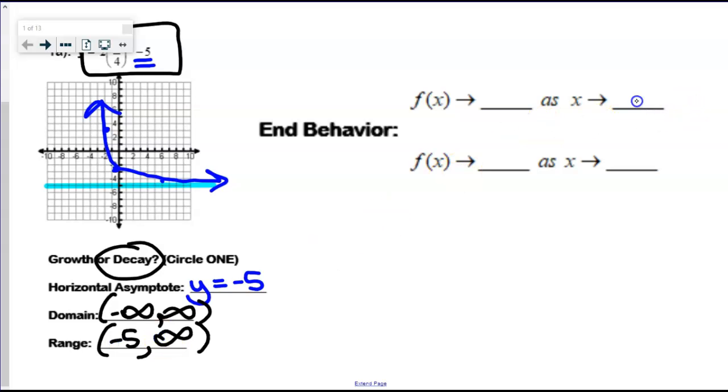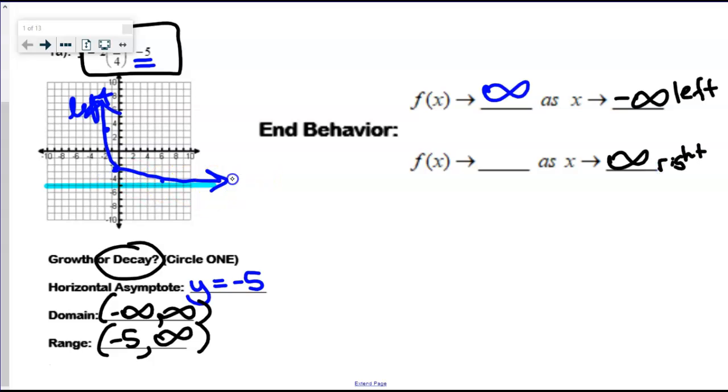And then for end behavior, remember I'm always asking about the left side and the right side. This first one, the way I set it up, is left side. For some of you on the test, I had to literally draw the word left on your graph. This right here is the left side. So it is going up, up, up. So I'm going to write infinity. And then obviously this means the right side.